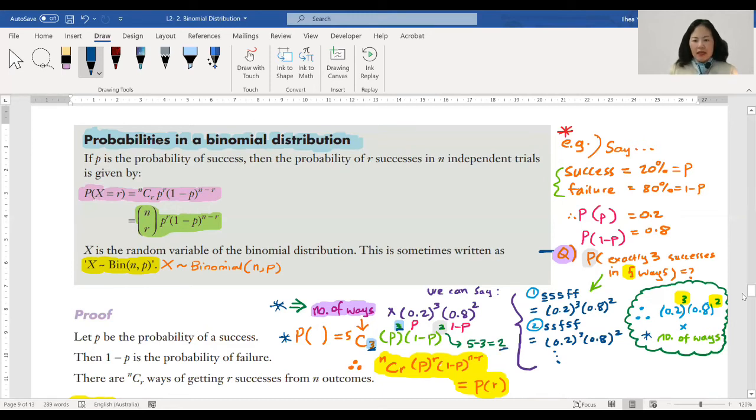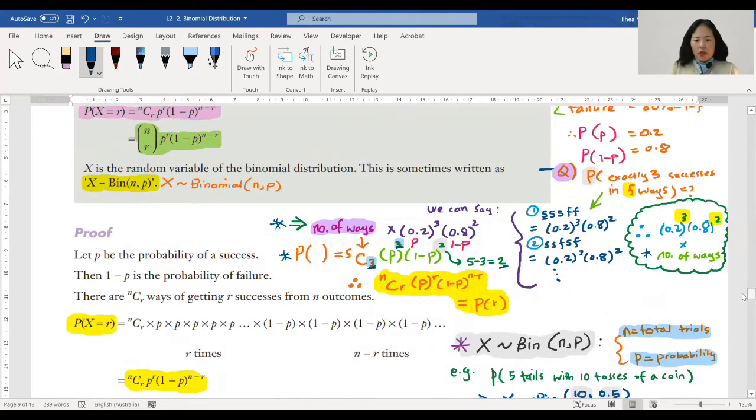Now we can make a formula out of this. We can say nCr, where n chooses r, and then P to the power of r, which is the same as that. And then 1 minus P, which is a failure, to the power of n minus r, and that will give us the probability. So that's what we got here.